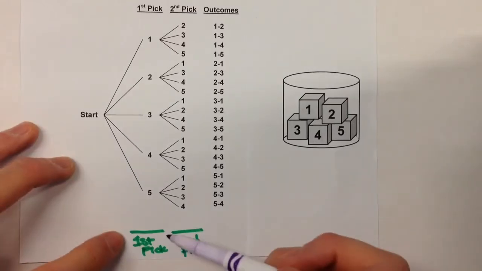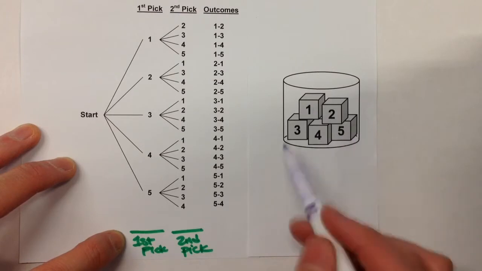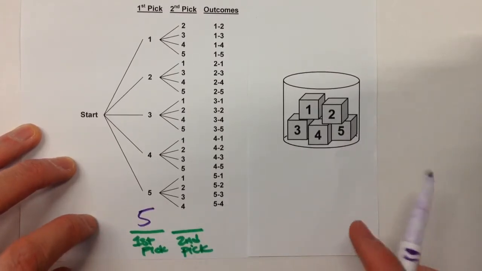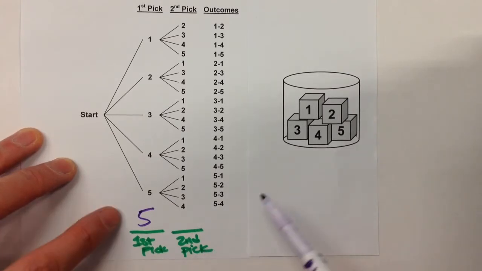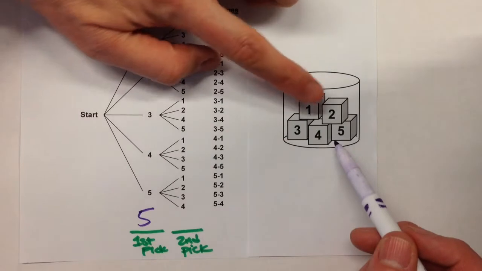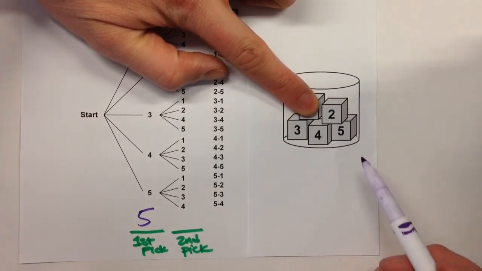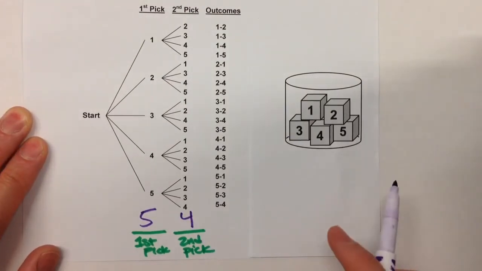For example, in that first pick, how many different possible outcomes could happen? Well, there's 5 cubes, so we know there's 5 different outcomes that are possible. For the second pick, how many different outcomes are possible? Well, after we made our first pick, for example, if we had picked cube 1, there's only 4 different possible outcomes that could happen. So we know there's 4.